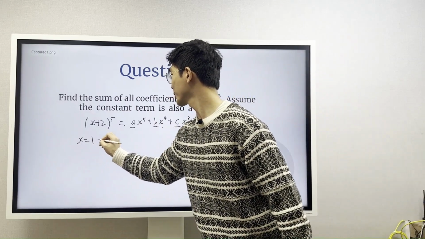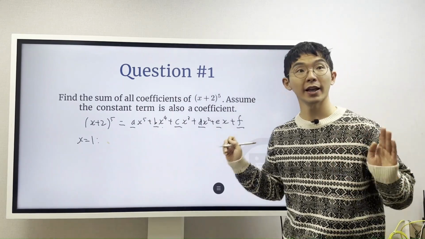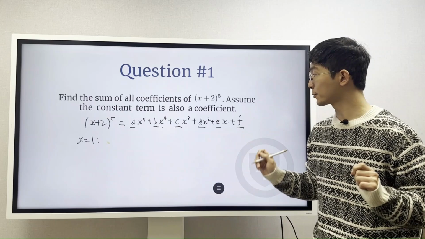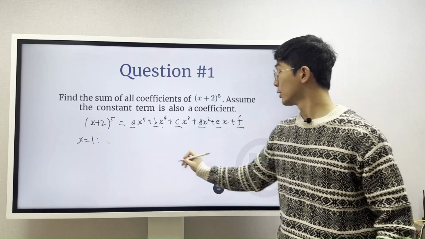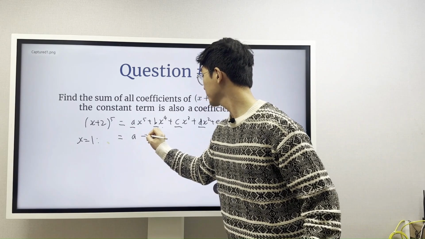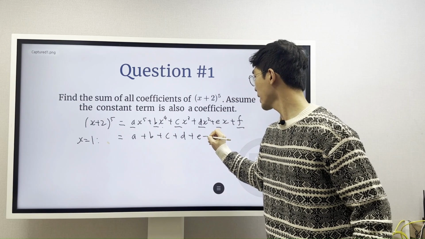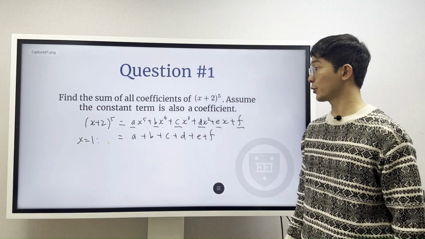If we let x equals 1, what happens to x^5? 1. x^4, 1. x^3, 1. x^2, 1. And x, 1. So when we set x equals 1, what happens? We get a plus b plus c plus d plus e plus f, which is the sum of the coefficients we want.